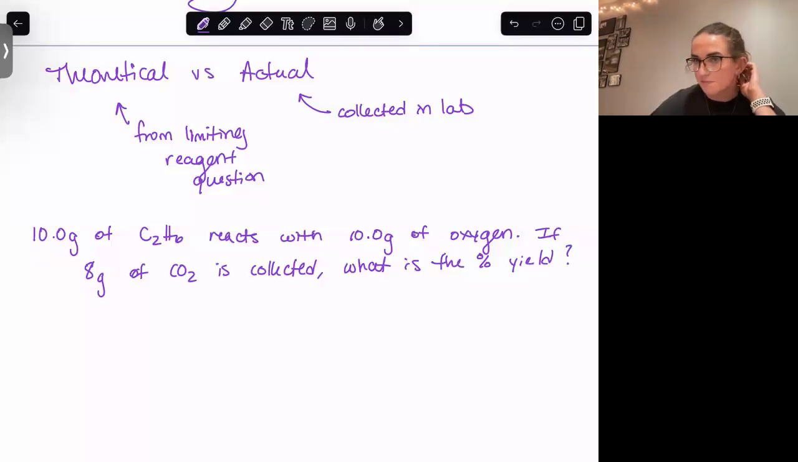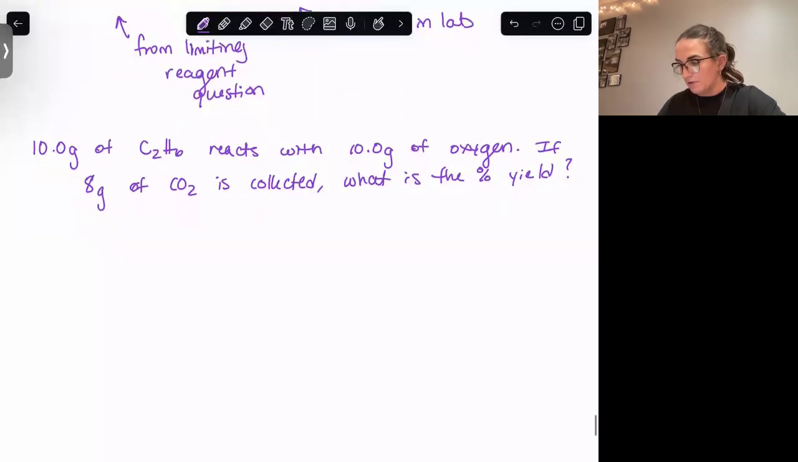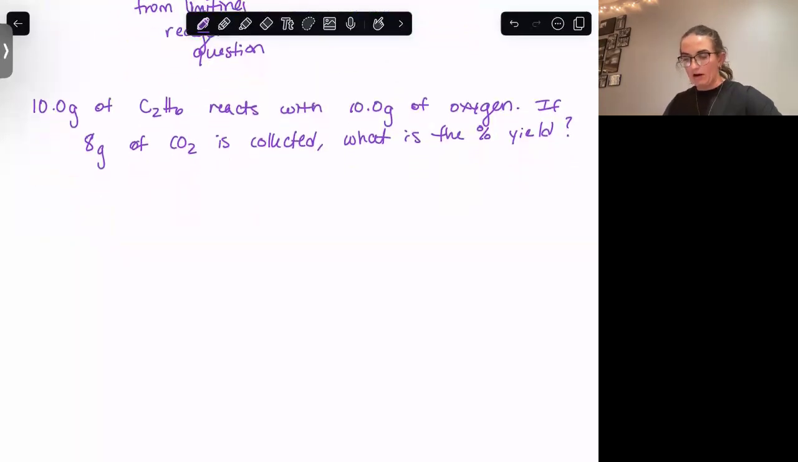Okay, so we'll do this one. We have 10 grams of C2H6, or ethane, react with 10 grams of oxygen. If 8 grams of CO2 is collected, what is the percent yield?